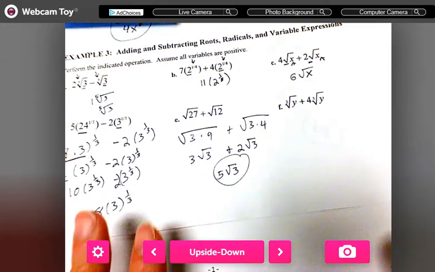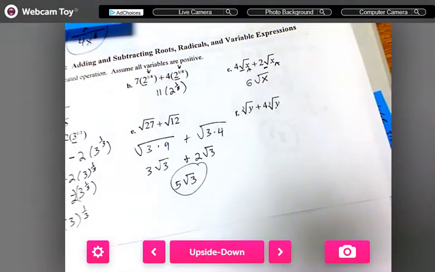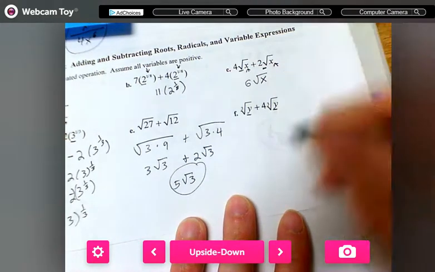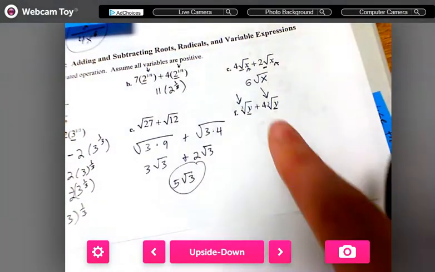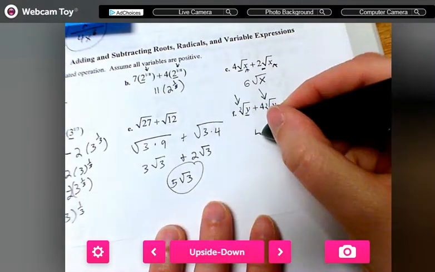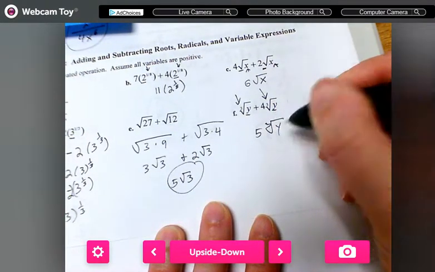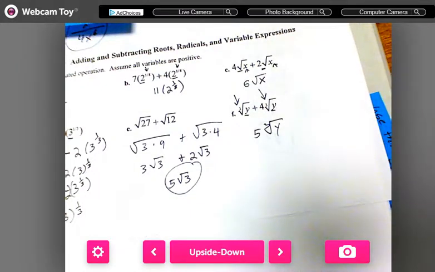Okay. F. We've got the 3rd root of y plus 4 times the 3rd root of y. Are these matching? Are these both the same? Okay, so I can just add them together. So I get 5 third root of y. You guys like this better than conics?